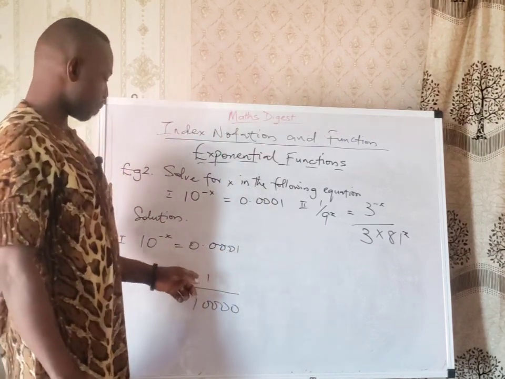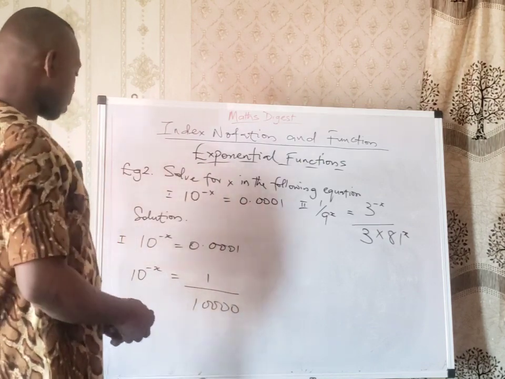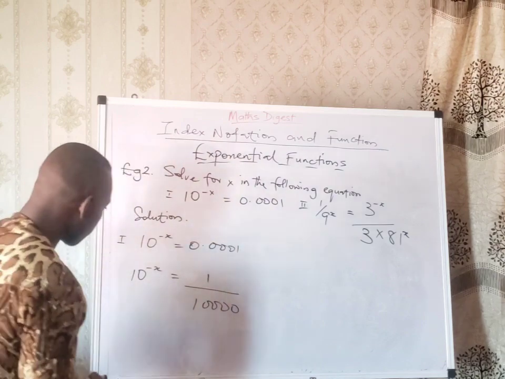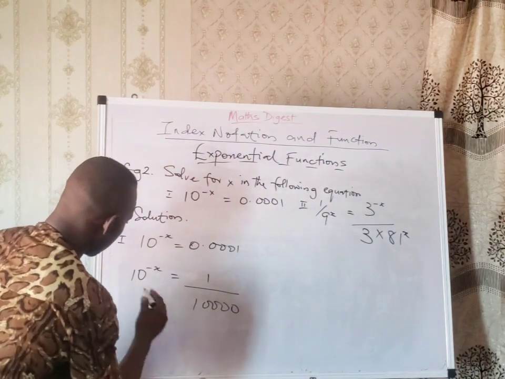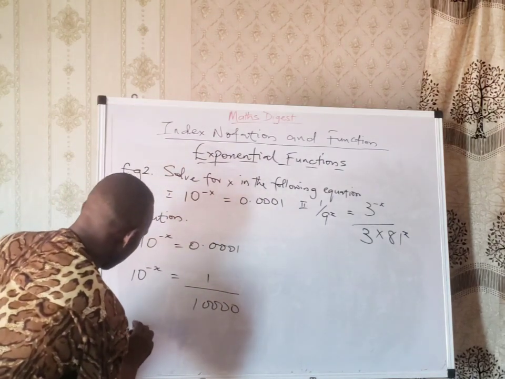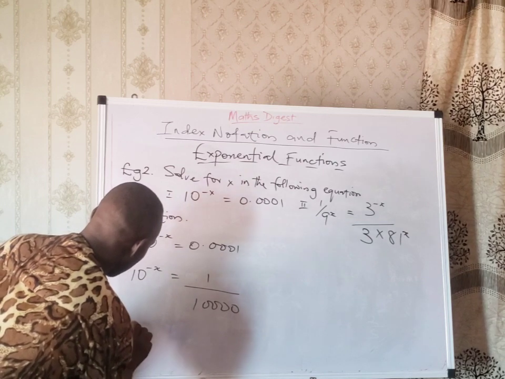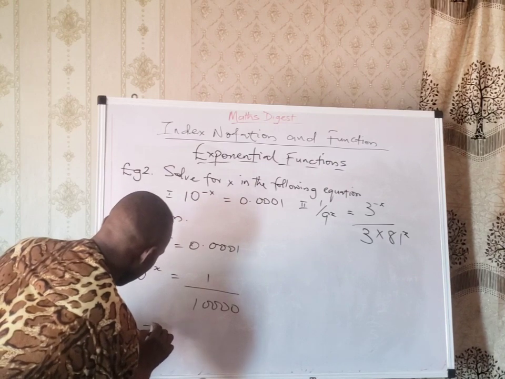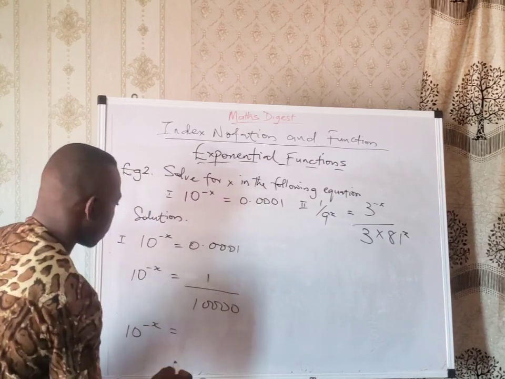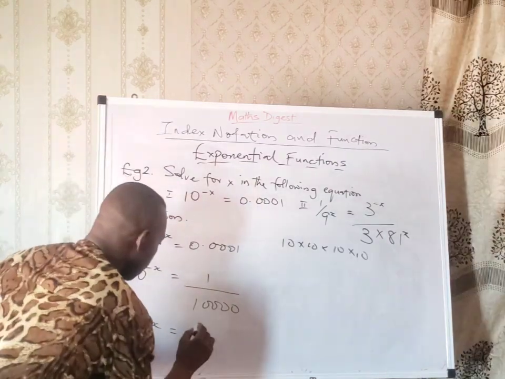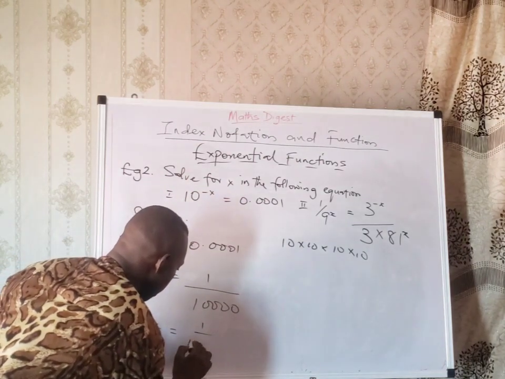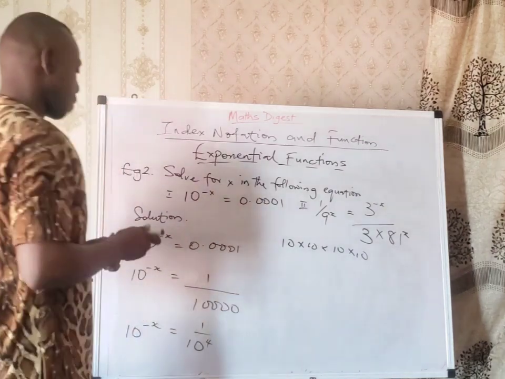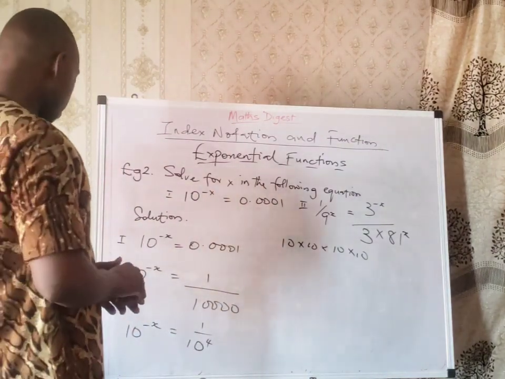The number itself on top. All right. Now from here, we can go further and say that this is the same thing as saying 10 over minus x equal to 1 over 10 raised to power 4. Okay, are we together?